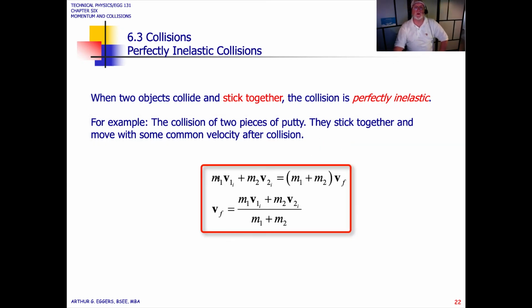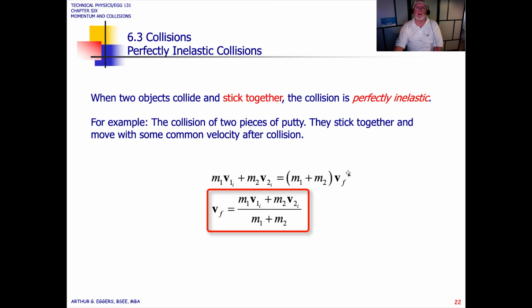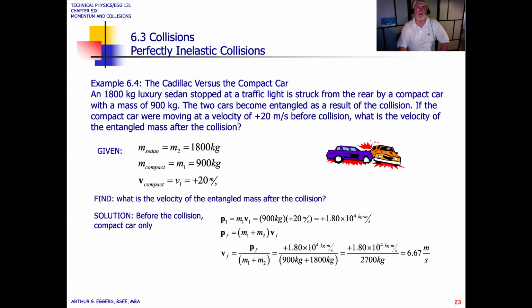So in this case, we rewrite the relationship a little differently to show that the objects stuck together. We have m1 v1 initial plus m2 v2 initial, and then we combine the two together, m1 plus m2, because they're stuck together, moving at a common velocity final. So we can solve for the common velocity final just by moving these terms around. And you can see all we did was move m1 plus m2 into the denominator, and boom, we now have a relationship to solve for a perfectly inelastic final velocity.